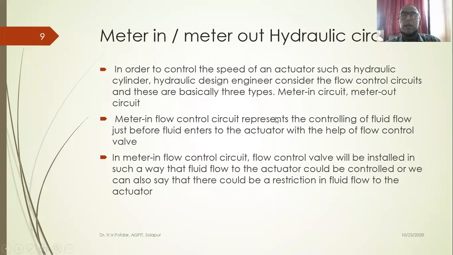Meter in flow control circuit represents the controlling of fluid flow just before metering in, controlling flow while the fluid is entering the actuator. So before it enters the actuator, I am controlling the flow with the help of a flow control valve. So this is meter in. As simple common sense says, the flow is controlled before the fluid enters the actuator. And how will be the meter out? The flow is controlled at the discharge side of the actuator. So once the fluid comes out, after leaving the cylinder actuator, the flow is controlled.